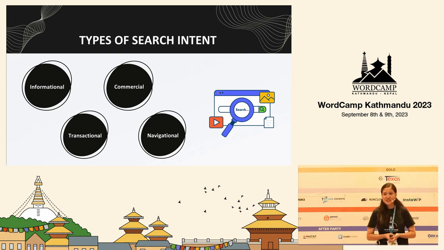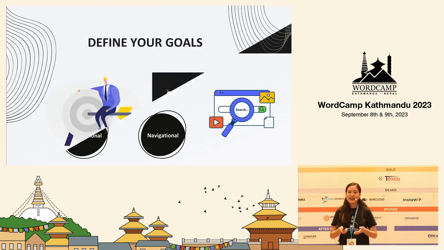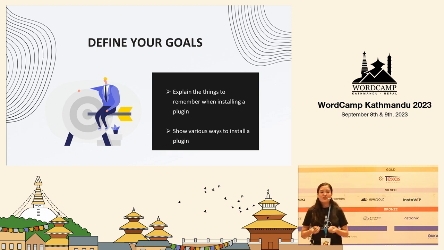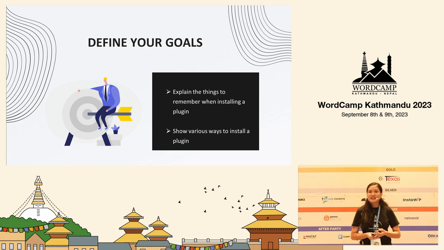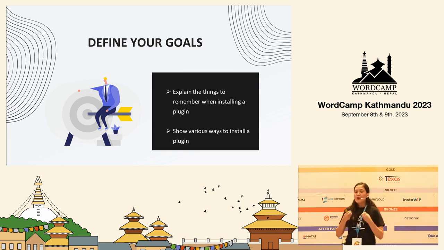Yes, of course, it is informational, because people are just trying to know the information about the installation process. Now, with that, you can move forward and define your goals. Defining your goals must be done in such a way that it expresses the search intent of the keywords in the best way possible. For instance, in our case, our goal is to point out all the different things that people have to remember when installing a WordPress plugin, and secondly, to point out all the different kinds of methods that can be used to install a WordPress plugin.